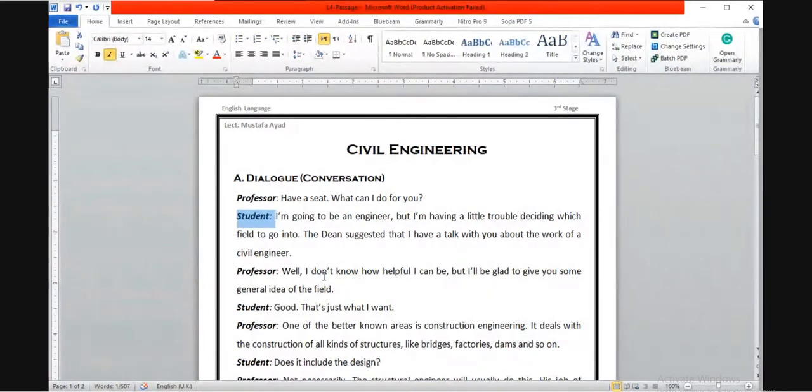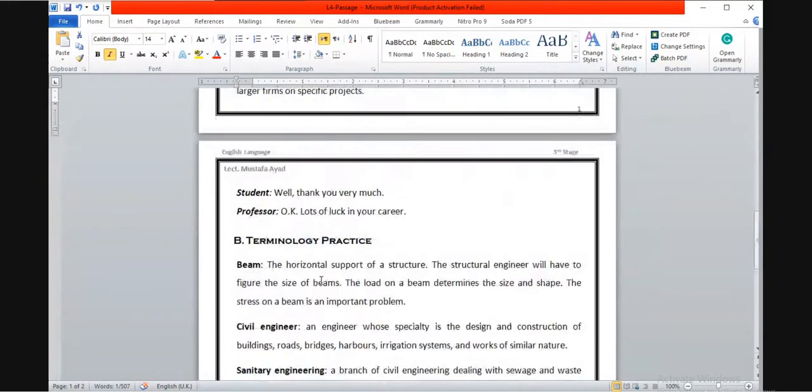Of course, we don't know what the student is asking the professor for, or maybe the professor is asking the student. Who knows who is going to ask the other a question. But we will try to read and understand, and there are some definitions in this type of dialogue or conversation. We will try to understand the terms of this dialogue or conversation. By the way, when I say term or terms, I mean terminology.